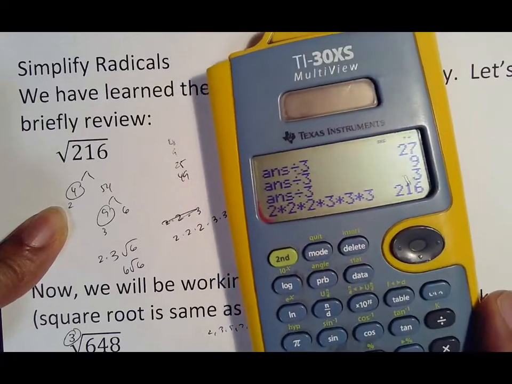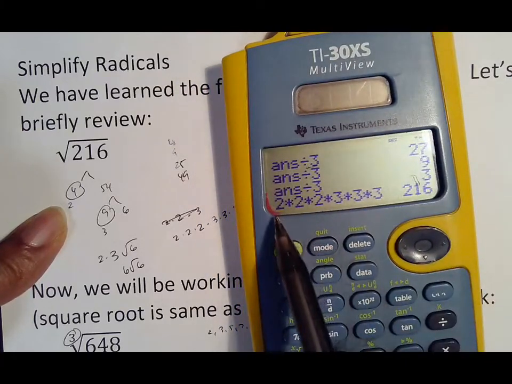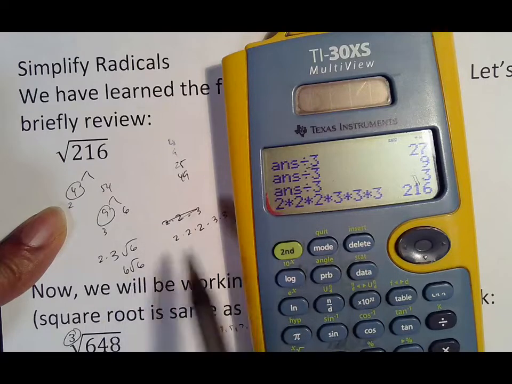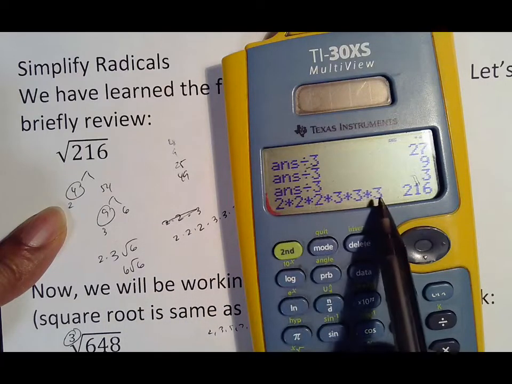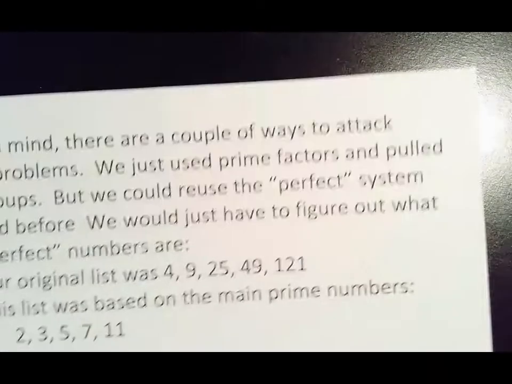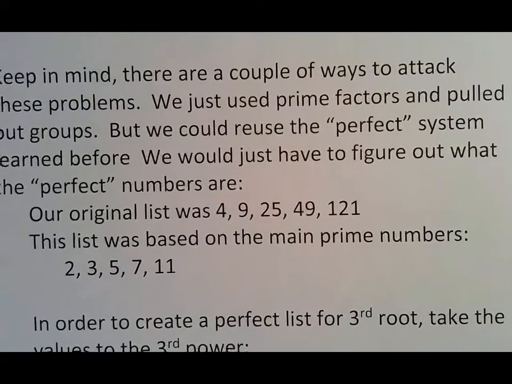And there's your 216. So like I said, in breaking that down, we had 1 2 come out. We had 1 3 come out. There's your 6. We had 1 2 left over, 1 3 left over. There's your other 6. So the prime factorization works no matter what. But again, just kind of keep in mind there are a couple ways to attack those problems.